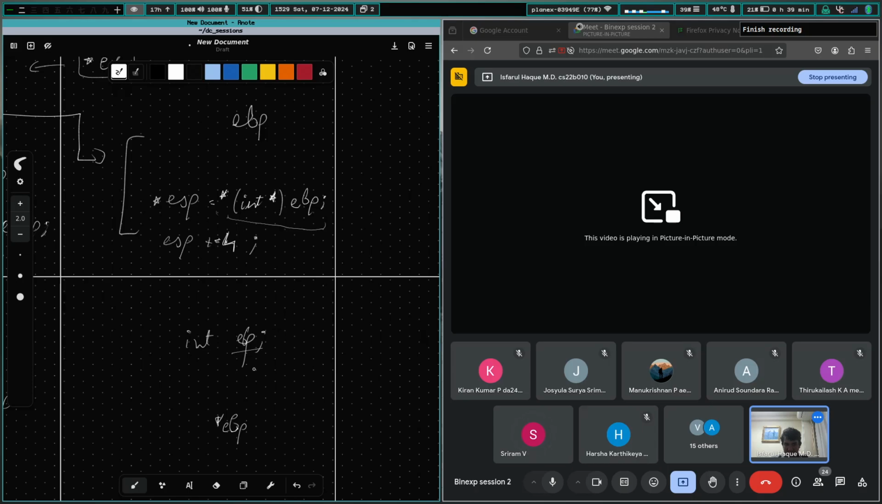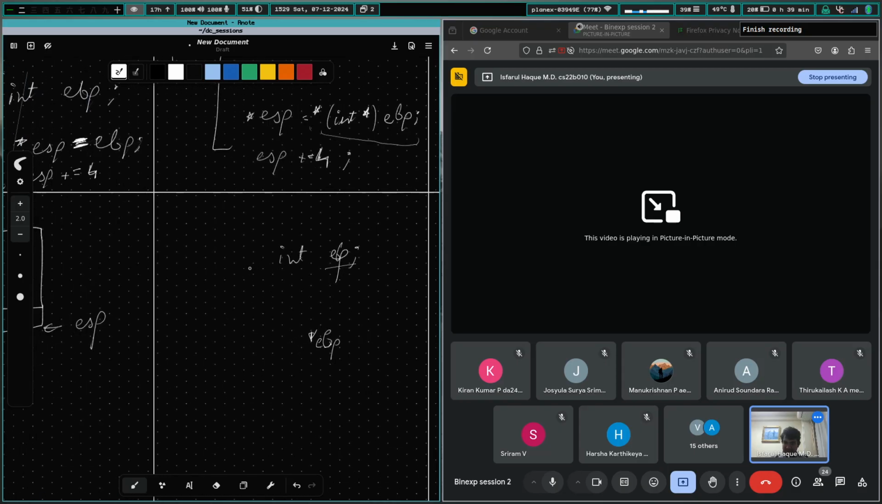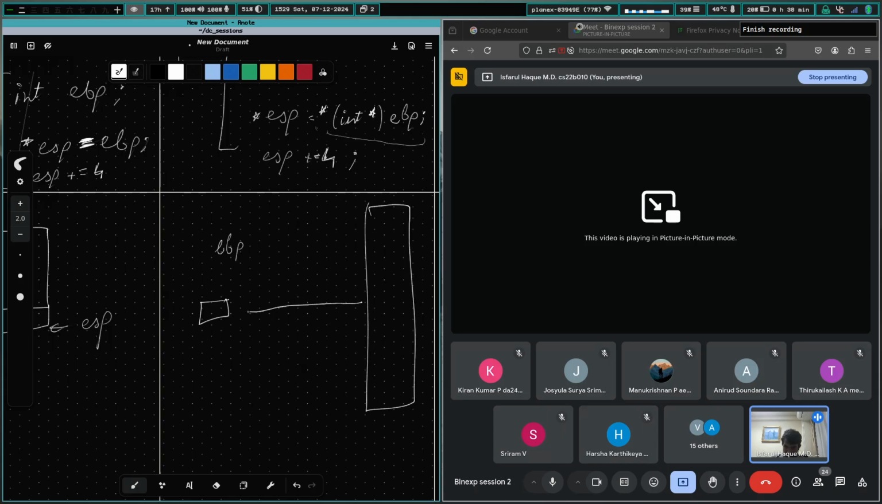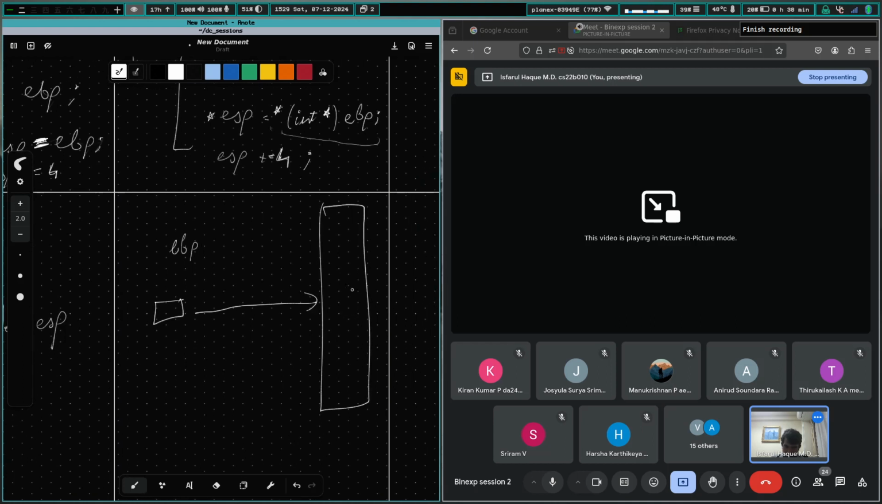Okay, fine. That much is clear to everyone, right? Leave the syntax. Once more, please. Yeah, okay. EBP is some separate dabba in the processor. This is the memory. EBP points here. This thing is some value.